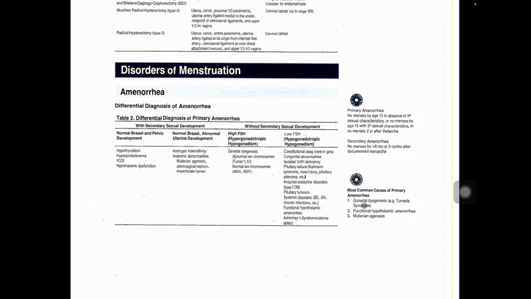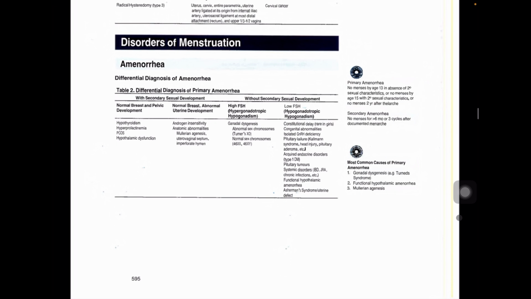Okay. Most common causes of primary amenorrhea. Most common ones are gonadal dysgenesis, Turner syndrome, functional hypothalamic amenorrhea, and Mullerian agenesis. So remember this. This is important for exam. You need to know the 3 most common causes of primary amenorrhea: gonadal dysgenesis, Turner syndrome, hypothalamic amenorrhea, or Mullerian agenesis. So these are mostly the structural causes. Okay. So these are the most common primary causes of amenorrhea.